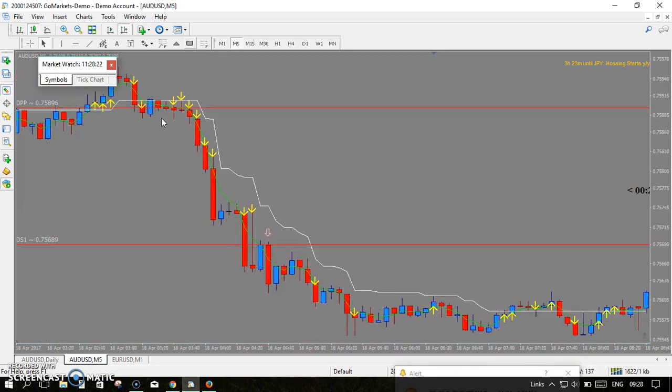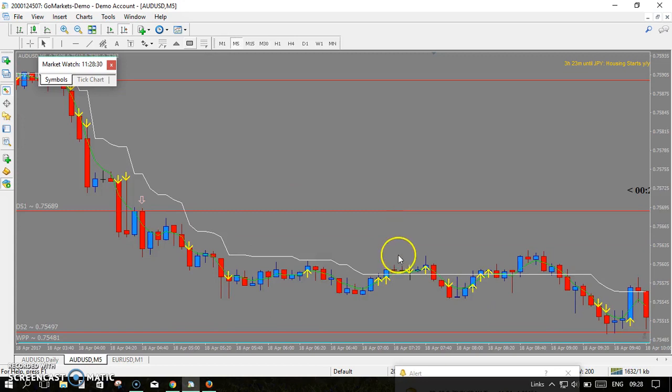So basically, if price is trending below the trend magic indicator, we're only going to be taking puts. If it's above, we're only going to be taking calls. If price is breaking the line like this, we're in consolidation and we won't trade.